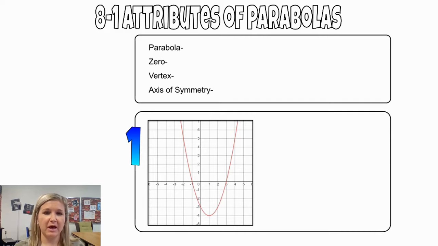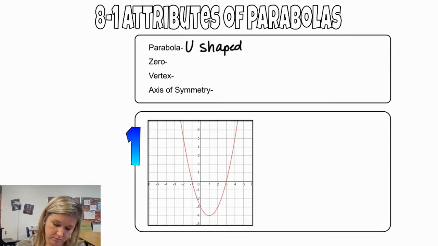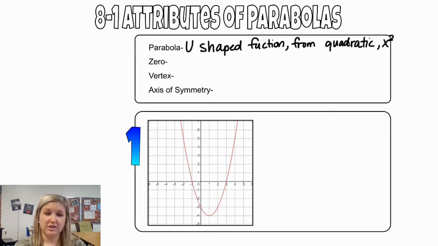To talk about a parabola, it's a U-shaped graph that is the result of a quadratic equation, which basically has an x squared term in it. So it's a U-shaped function. It's from a quadratic, which means it has an x squared term in my function.